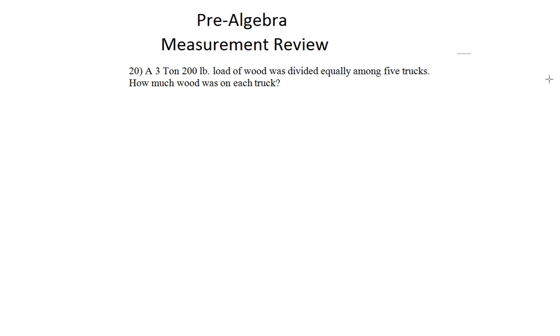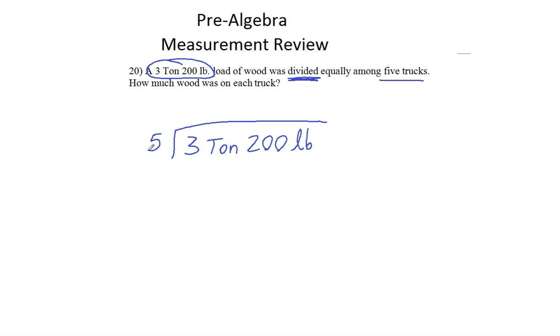On to number 20 now. It says a 3-ton, 200-pound load of wood was divided equally among 5 trucks. How much wood was on each truck? So this one is making it pretty easy for us because they're giving us this word divided right here. So oops, let's go to the pencil. So I'm just going to divide between 5 trucks. So I'm going to take the total weight, 3 tons, 200 pounds, and I'm going to divide that by 5.